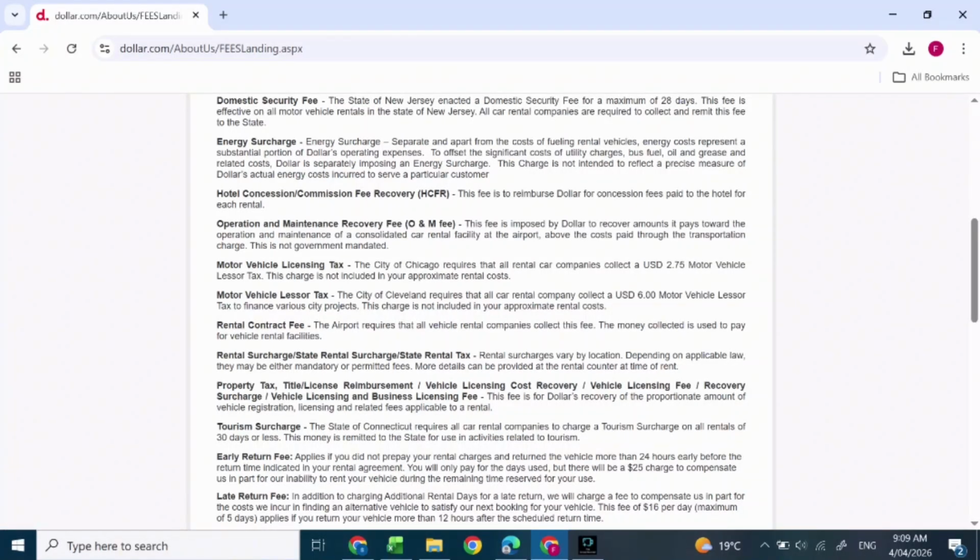You also have the early return fee, which applies if you did not prepay your rental charges and return the vehicle more than 24 hours early before the return time.